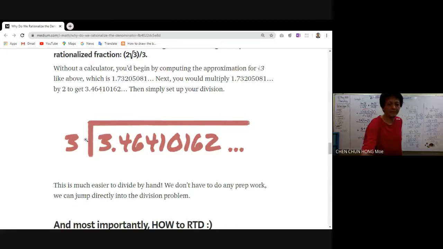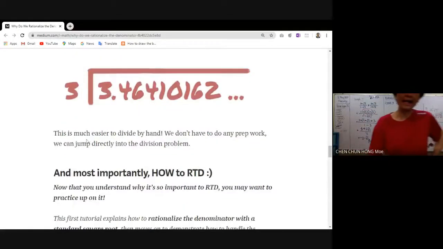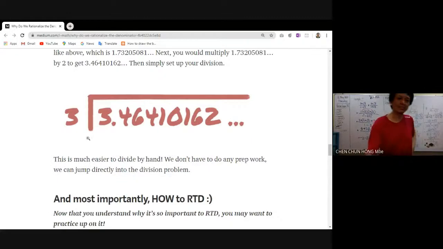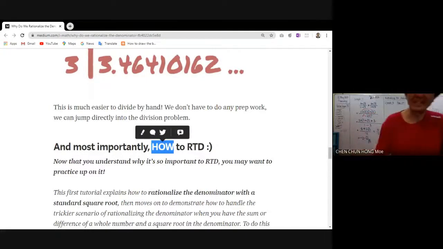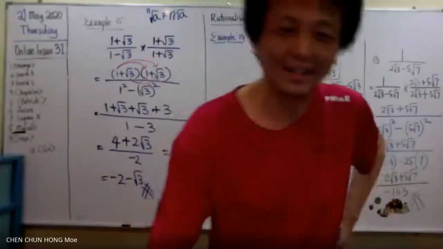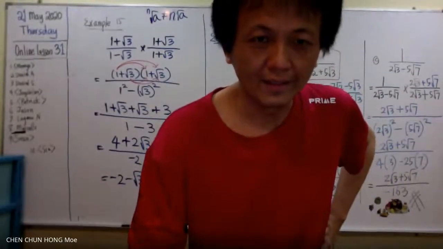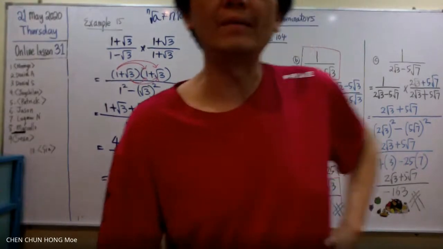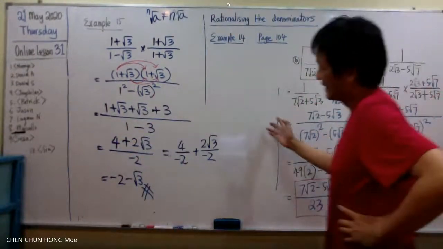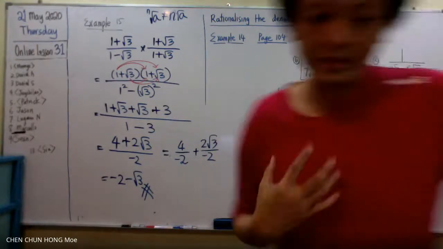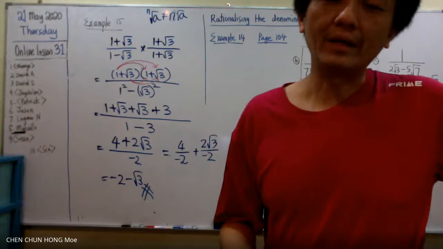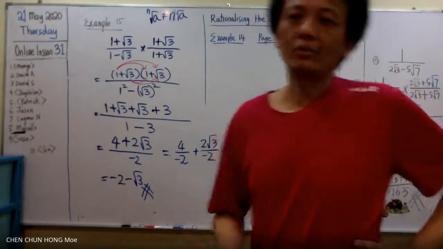So I think these are some of the reasons why we need to do RTD. Of course, if we understand why, then we will be more convinced to learn how to do RTD. That is the concept. So I'll send this to you so that you can read this on your own. What we are doing here is how to do RTD, but what I delivered to you earlier, which is not in the book, is to convince you a bit more as to why we need to do it.